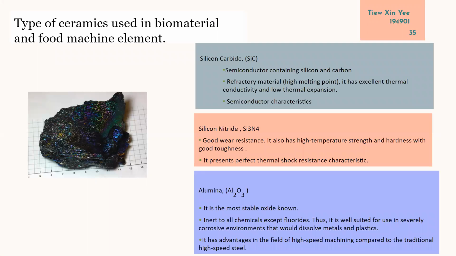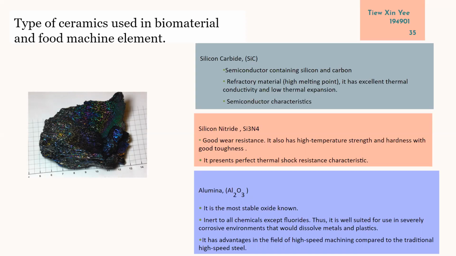These are the types of ceramic material that can be used in biomaterials and food machine elements. First and foremost is silicon carbide. It is known as a semiconductor containing silicon and carbon. It is a refractory material with a high melting point and has excellent thermal conductivity and low thermal expansion. It presents semiconductor characteristics.